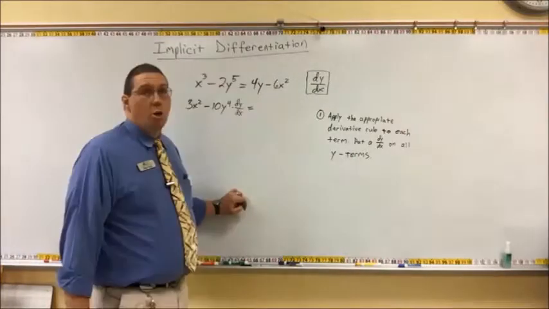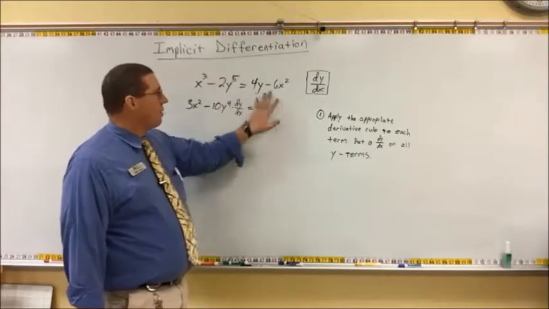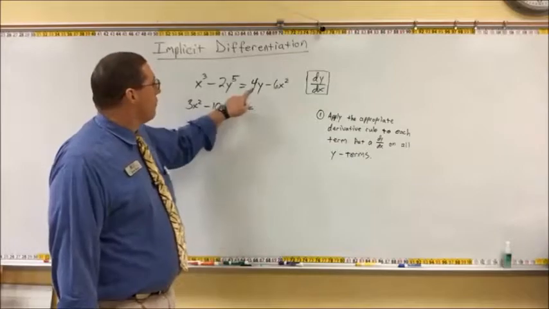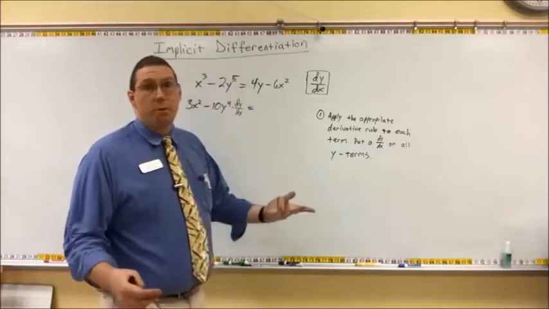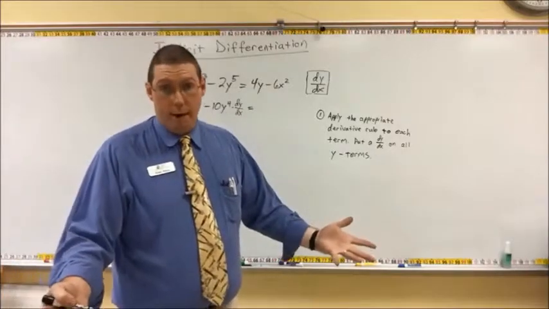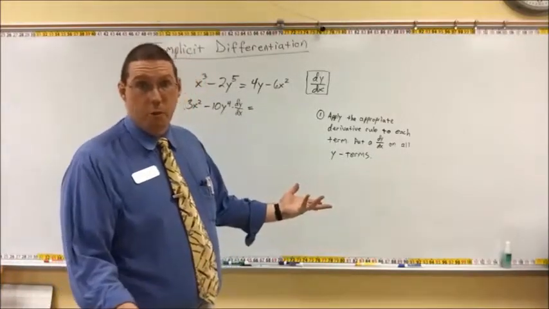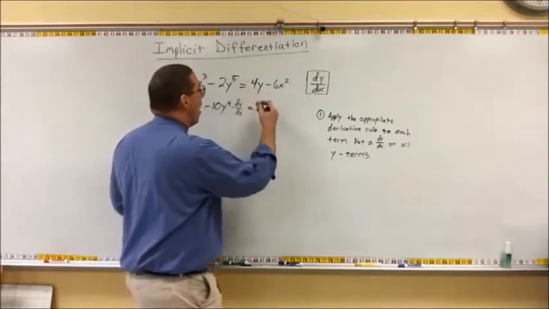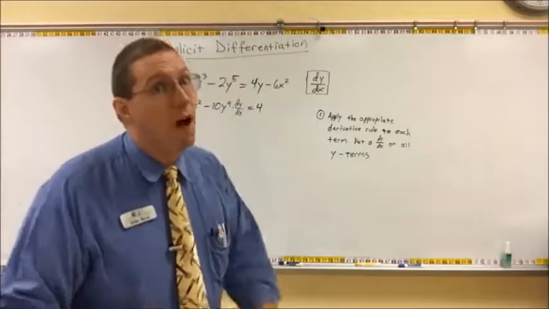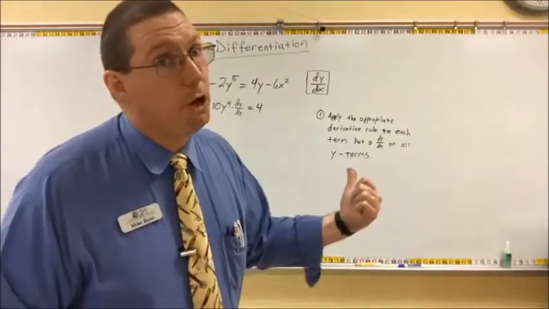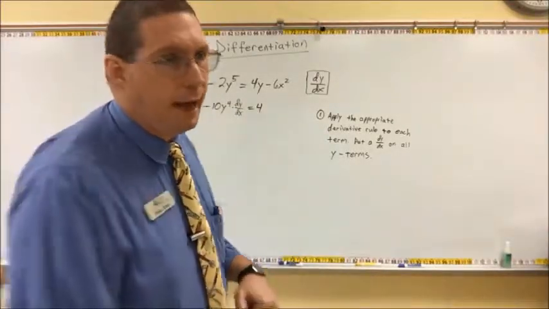Okay, now we did the left side. Now let's do the right side. What is the derivative of 4y? Well, if this was 4x, wouldn't the derivative just be 4, right? So it's the same thing with 4y. The derivative of 4y is just 4, okay? But because we did the derivative of a y term, what do we have to put on? We got to put on a dy dx.